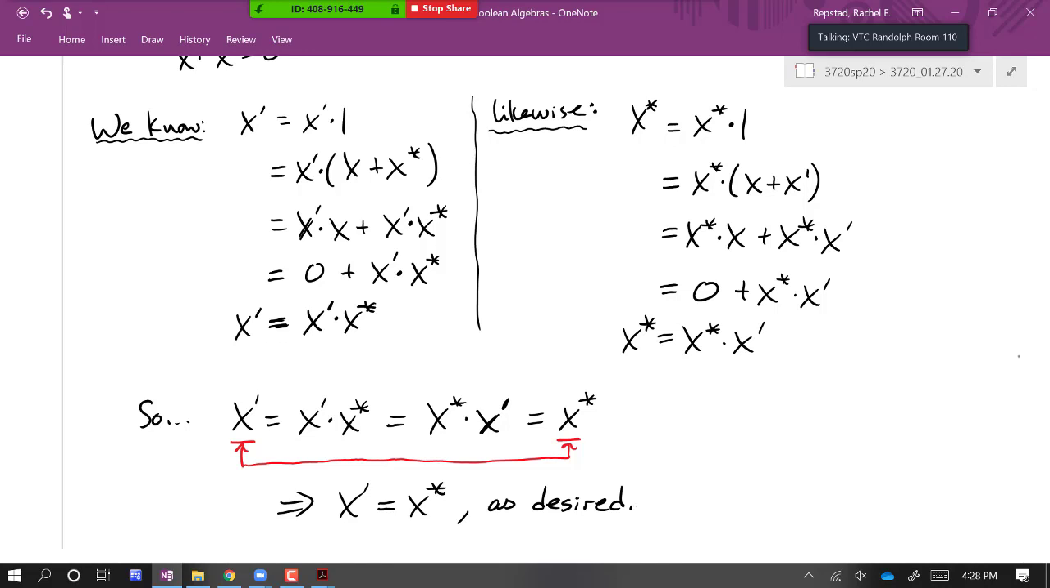Are there questions on this proof before we go into the next one?